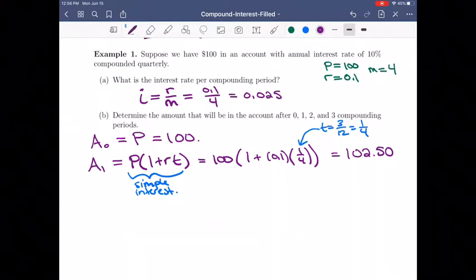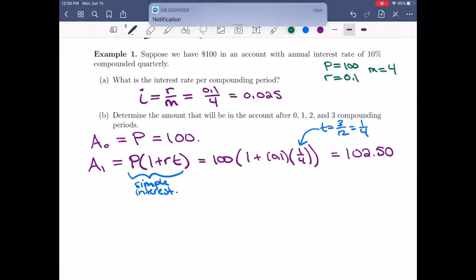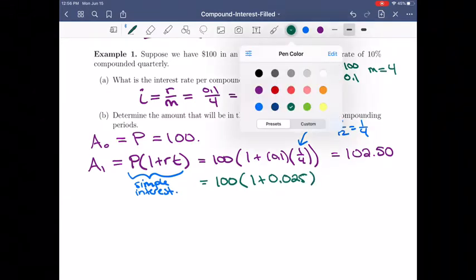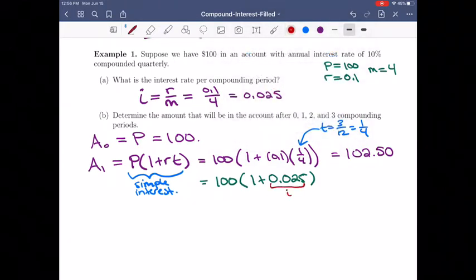So let's write this in green maybe. This is also 1 plus 0.1 divided by 4, or 0.1 times 1 over 4, which is 0.025. Notice that this part is I. This is our interest per compounding period. So then we could write this as 100 times 1.025, so 1 plus I. That's equal to this number. It's just a different way to write it, but I might use that form.